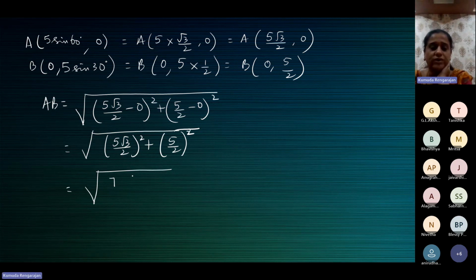So 5 squared is 25, root 3 squared is 3. So 25 into 3, 75 by 2 squared is 4. 5 squared is 25, 2 squared is 4.